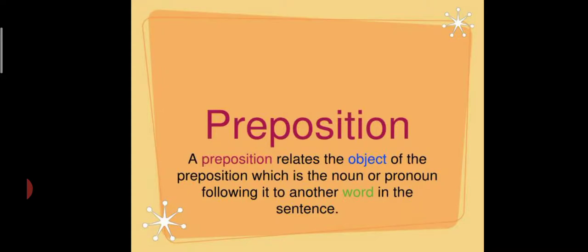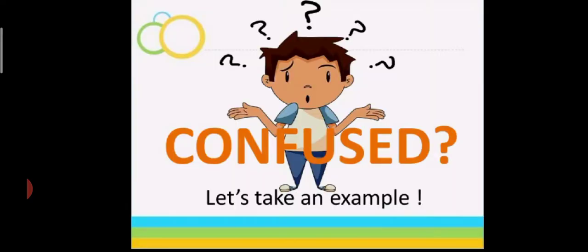These words are prepositions, and as the definition here, a preposition relates the object of the preposition, which is the noun or pronoun following it, to another word in the sentence. Are you still confused? Okay, so we'll take an example of what is a preposition.